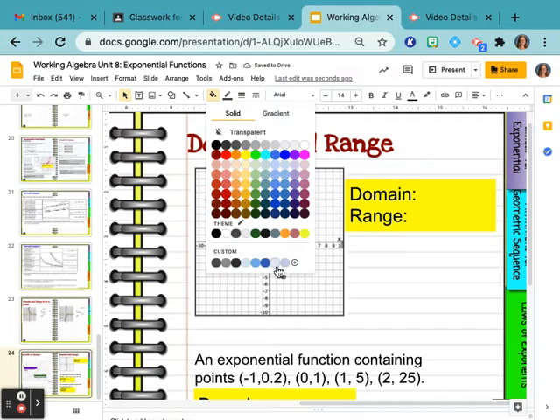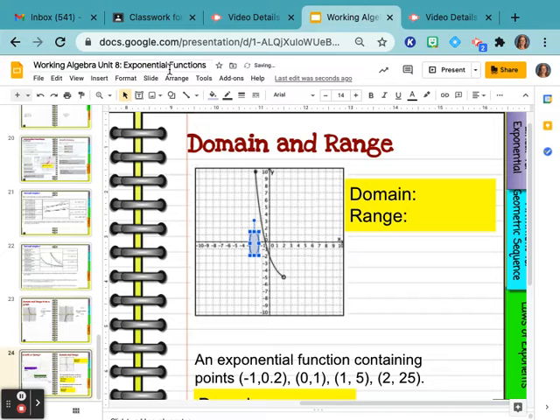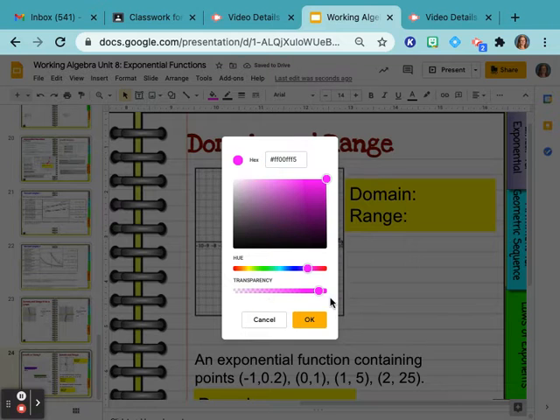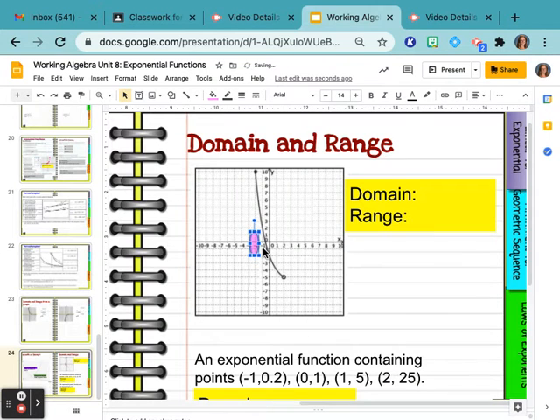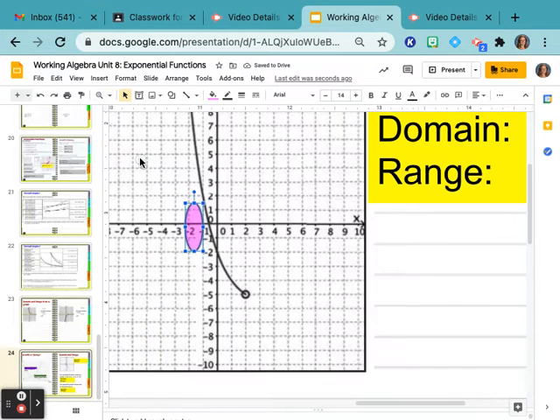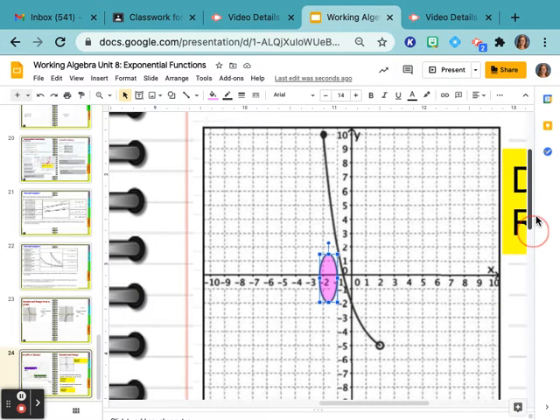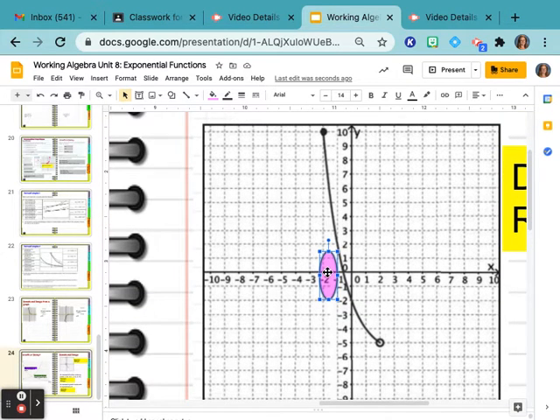I'm going to do a color. I'll do it pink, but then I'll make it transparent. So I think I got to do custom. Custom color so it is transparent. I'm going to zoom in a little bit more. There we go. So it goes to -2.